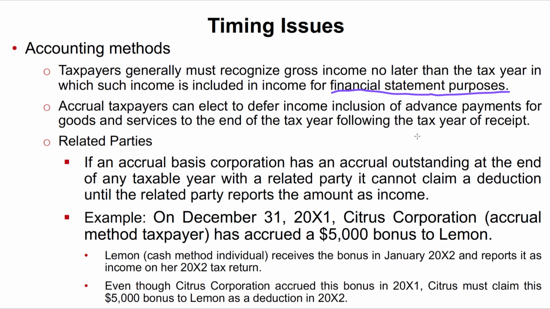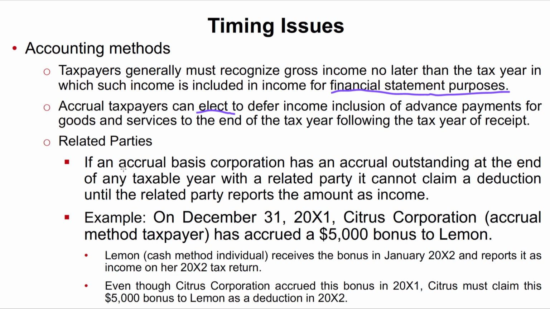The next thing is a special election. This is an election where certain taxpayers, certain corporations, taxpayers really, but it applies a lot to corporations, can defer income inclusion of advance payments for goods and services to the end of the tax year following the tax year of receipt. It's a special rule. I also like to talk about related parties. There are special rules that deal with related parties.